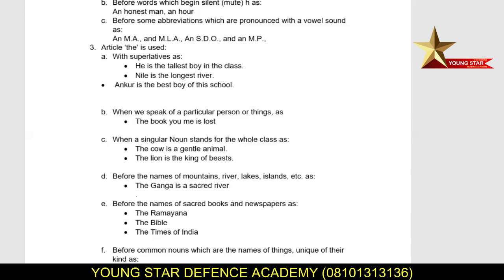Okay. So the Ganga is a sacred river. There is only one Ganga, only one river. That is why we have used the Ganga, because we have only one river Ganga in the world, there are not 2-3 rivers with the name Ganga. So that is why we have used the with that. Further, an example comes before the names of sacred books and newspapers, as the Ramayana.